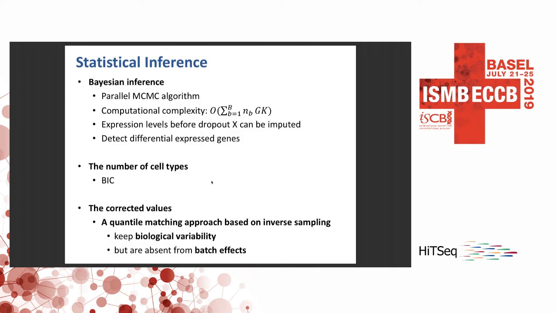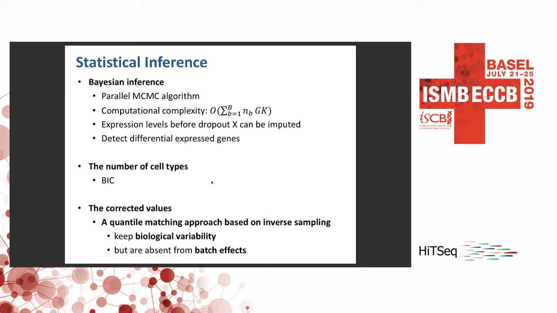We conduct statistical inference under the Bayesian framework. We propose a parallel MCMC algorithm to conduct posterior inference, and its computational complexity is linear in the number of cell types and linear in the number of batches. Because this is an MCMC algorithm, we can automatically impute X, the expression levels before the dropout events, and simultaneously detect genes that are differentially expressed between different cell types. We can use BIC to learn the number of cell types, and moreover, like Combat, we can also offer a version of the corrected values.